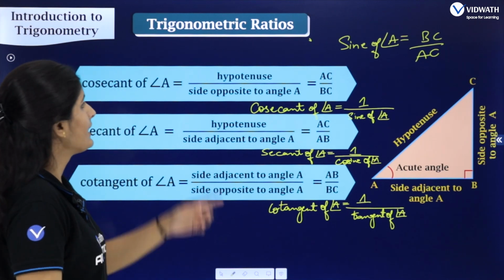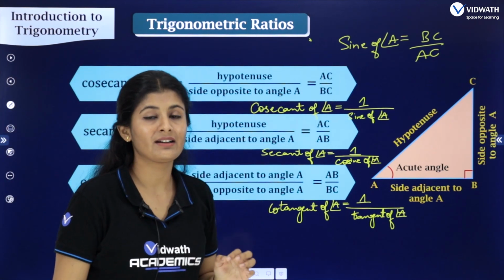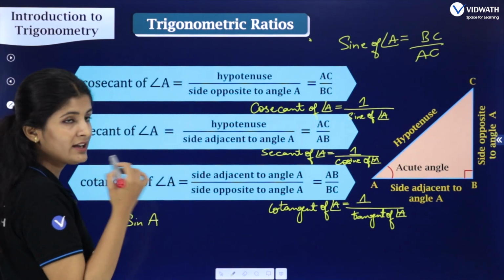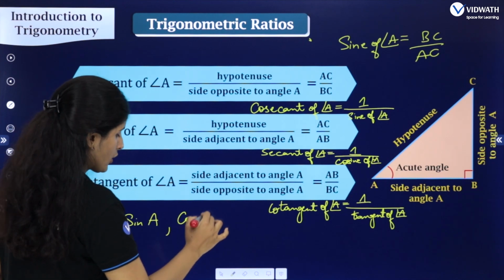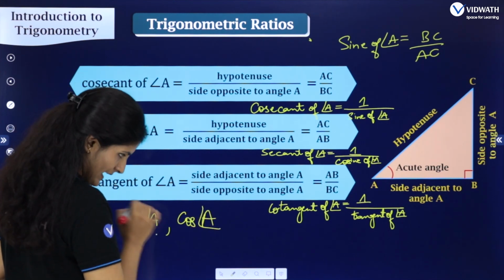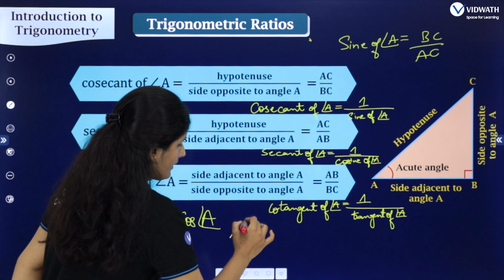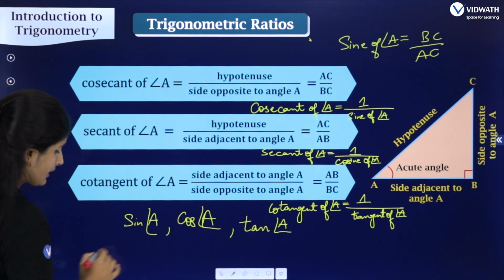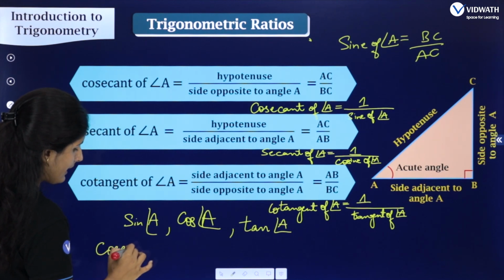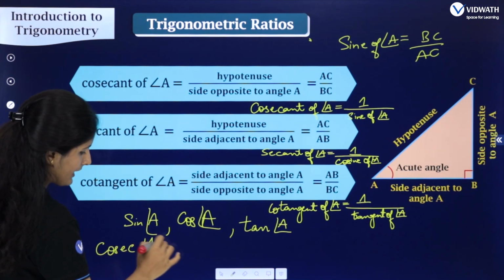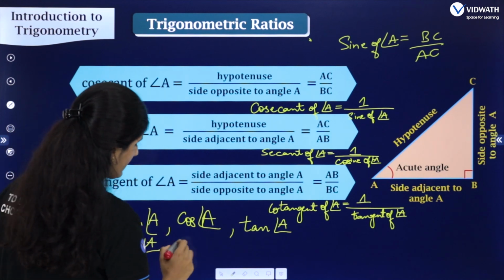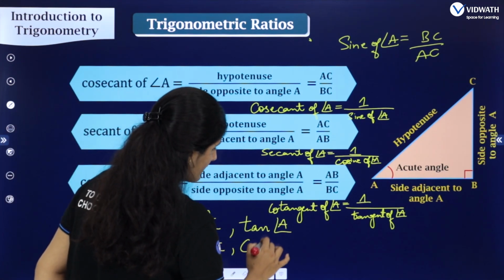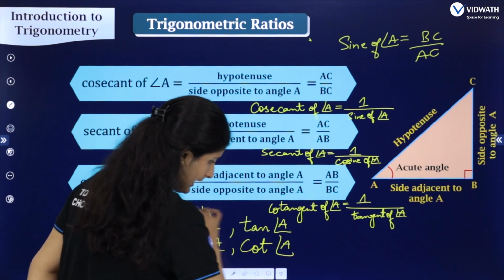Hence, we see that sine of angle A can be read as sine A, cosine of angle A can be read as cos A, and tangent of angle A can be read as tan A. Cosecant of angle A can be read as cosec A. Secant of angle A can be written as sec A. And cotangent of angle A can be written as cot A.